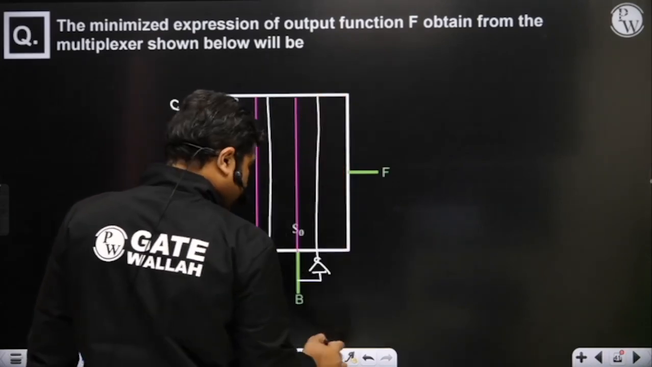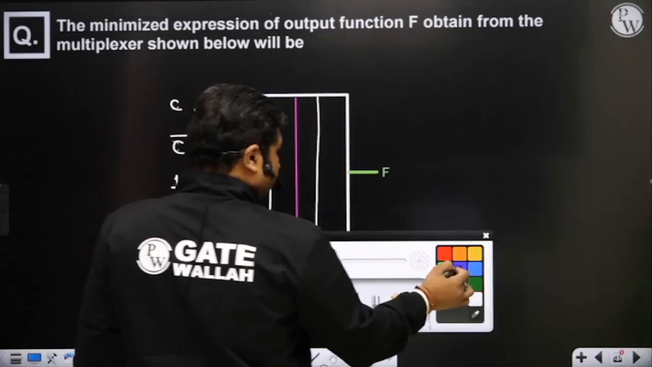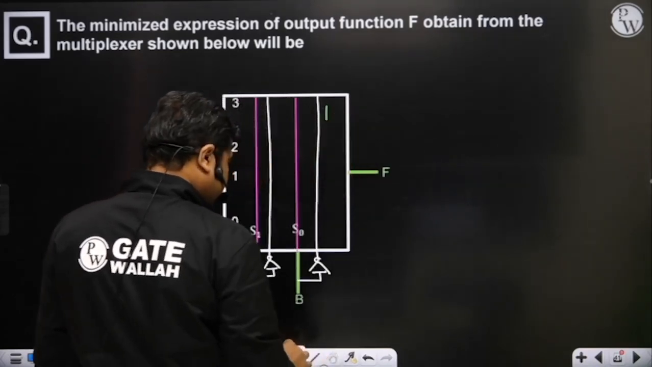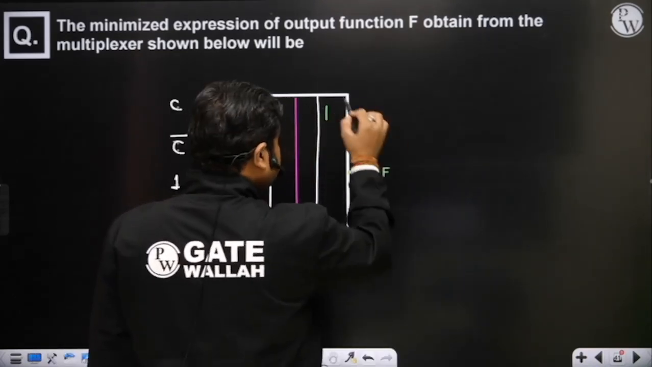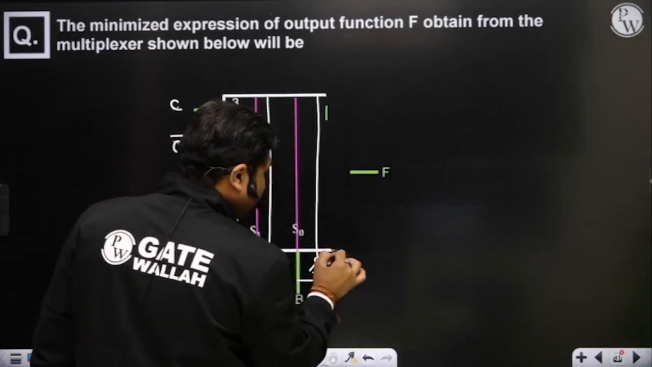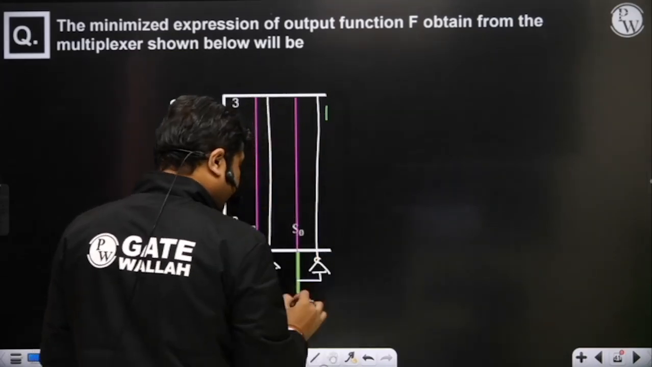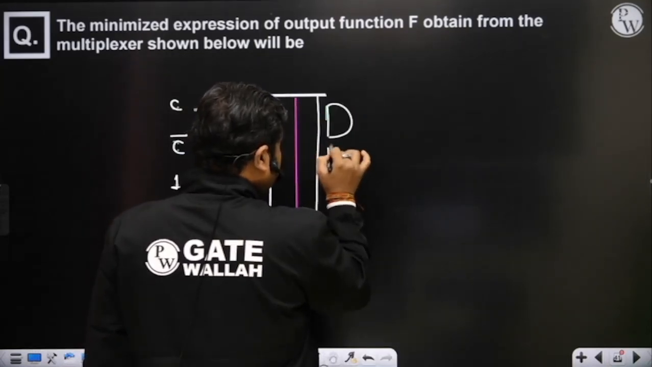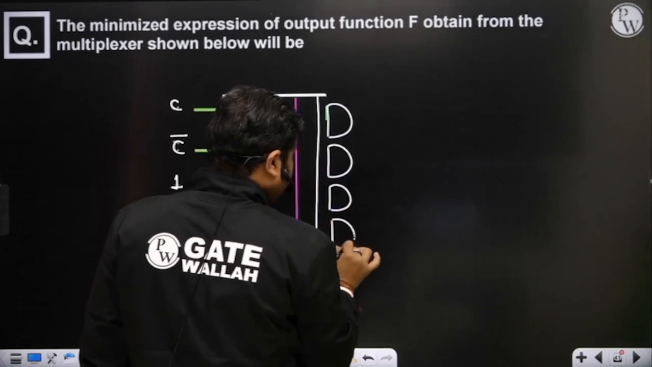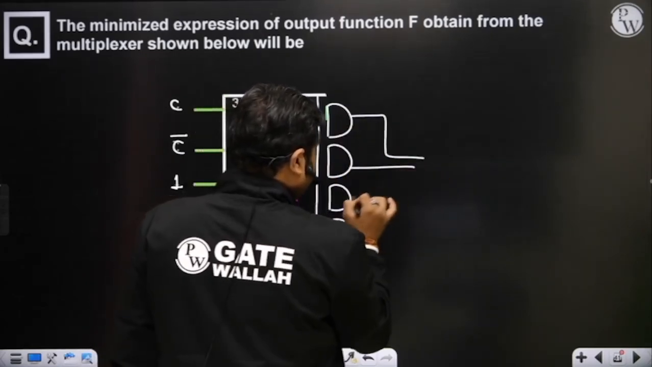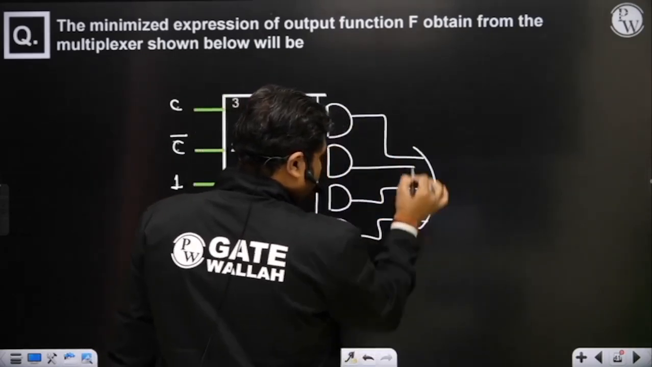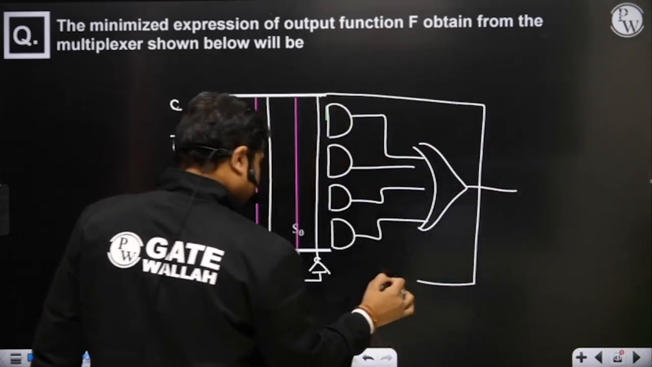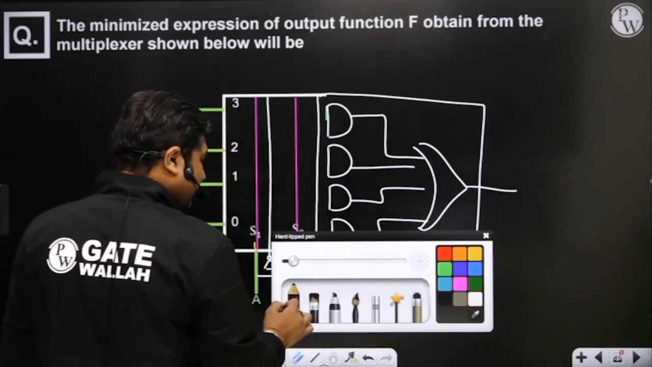Yes, sir. There we have AND gates. So let me show you the internal circuitry, then you will be able to understand it very fast. Please see. Sir, we have AND gates 1, 2, 3, 4. Then we have an OR gate. So this is basically the multiplexer.